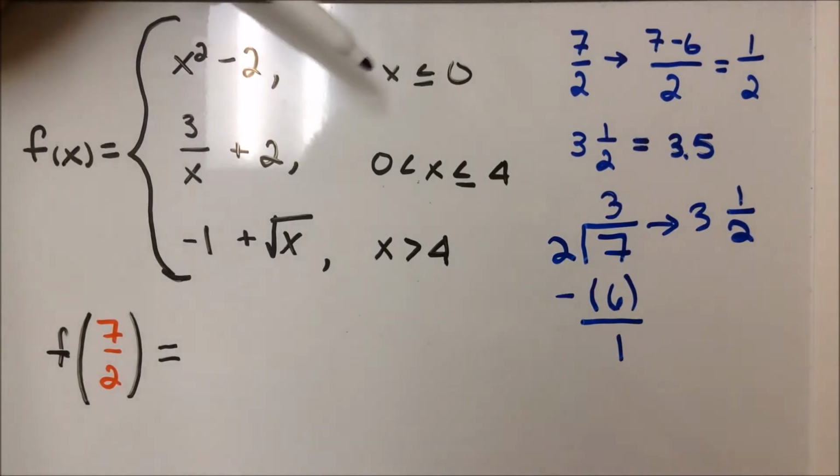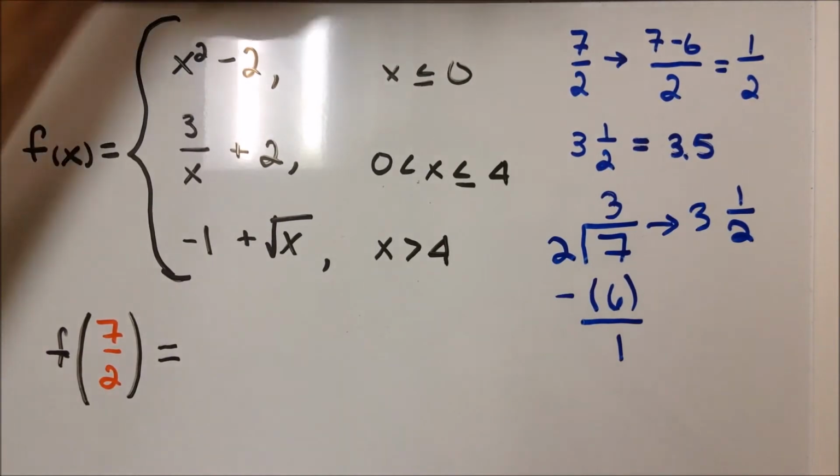So let's take a look. Is 3.5 less than or equal to 0? No, that's going to be false.